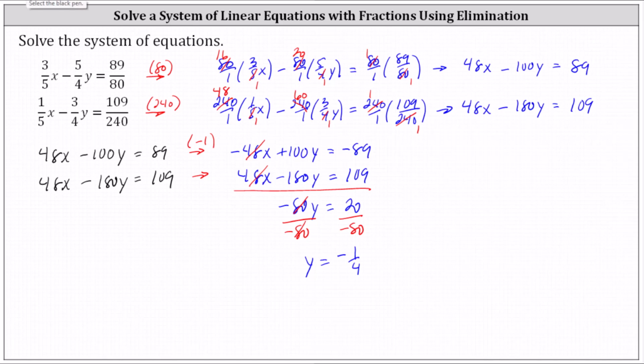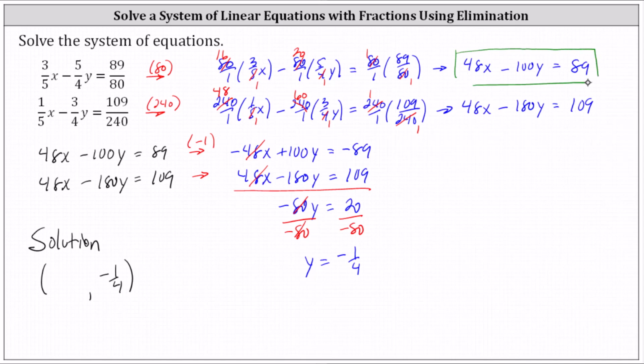So for keeping track of our solution, which we express as an ordered pair in the form of x comma y, we don't know x yet, but we do know y is negative 1/4. To find x, we now perform back substitution into one of the equations that contains x and y, substitute negative 1/4 for y, and solve for x. Let's avoid the two equations with fractions. Let's focus on these two equivalent equations here on the far right without fractions. Let's go ahead and use this first equation to determine the value of x.